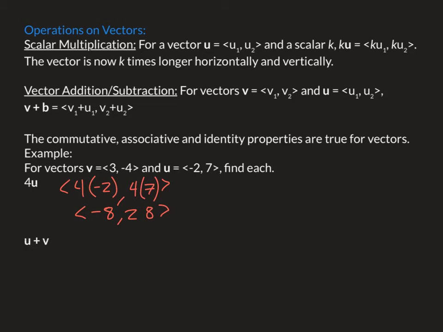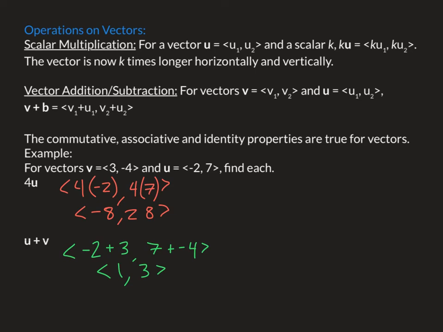For u plus v, we just add together the individual components that match up. So we'll take u comes first, so -2 plus 3, and then 7 plus -4. And we end up with <1, 3> for our new vector.